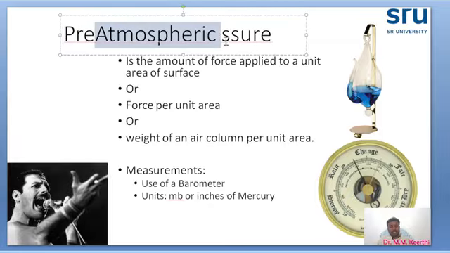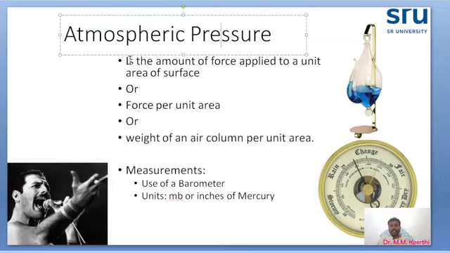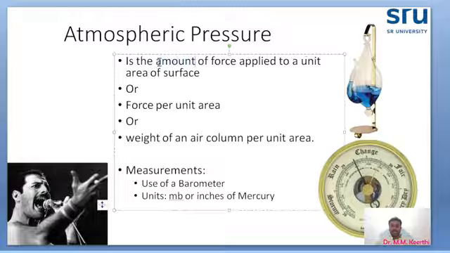And the second thing is atmospheric pressure. There are different definitions. Pressure is nothing but the amount of force applied onto a unit area of a surface. That is called atmospheric pressure, or in other words, how much force you are giving per unit area, or how much weight of air column is present per unit area. That is called atmospheric pressure.